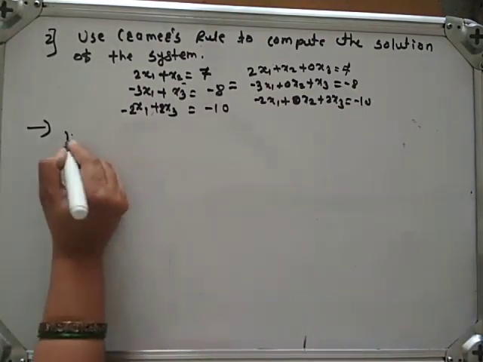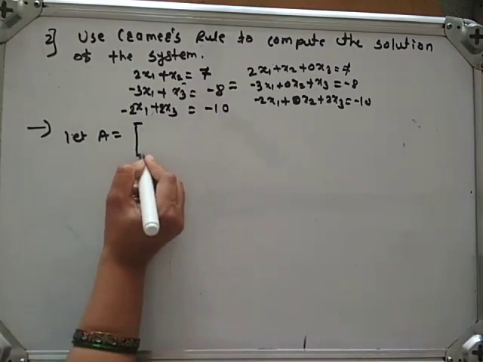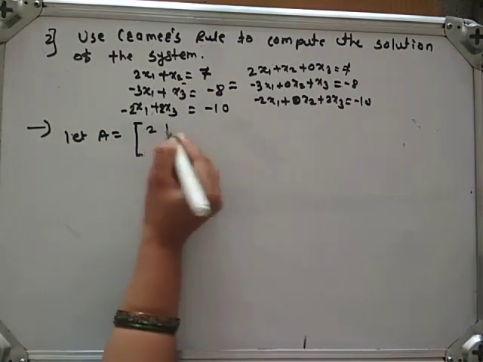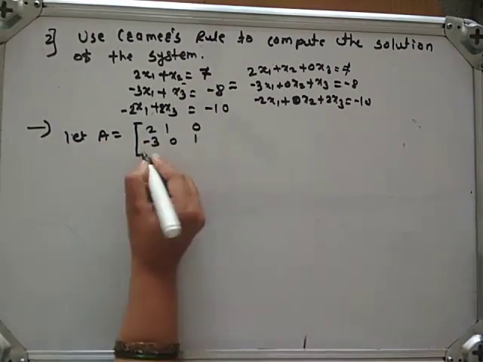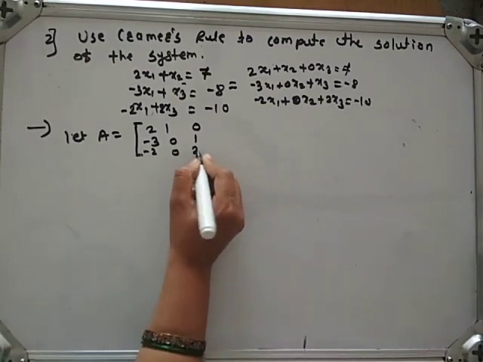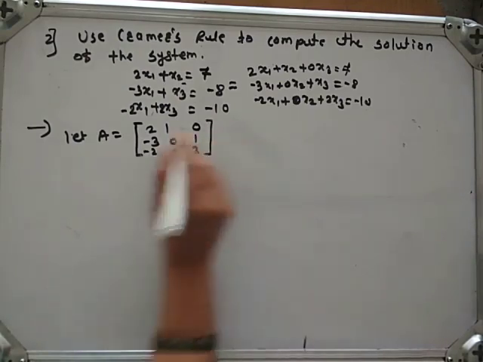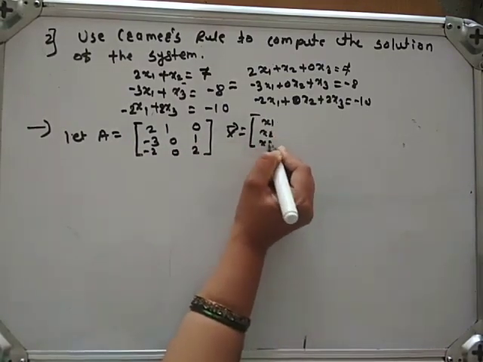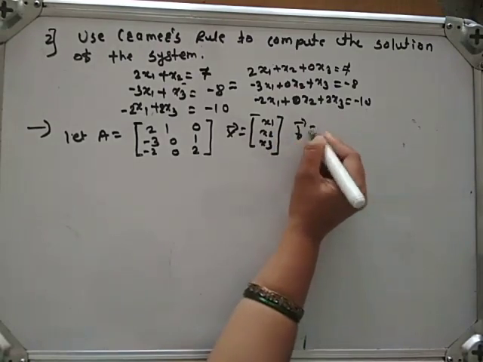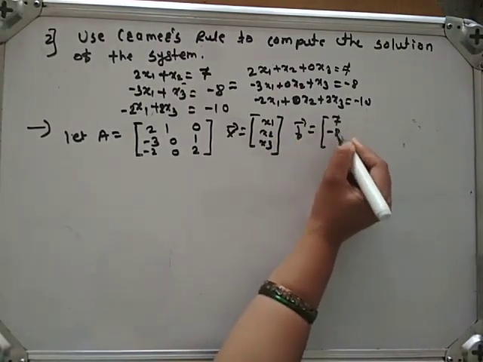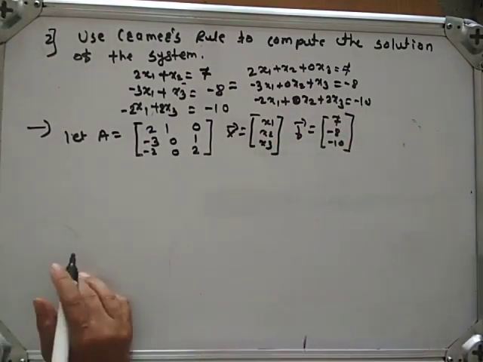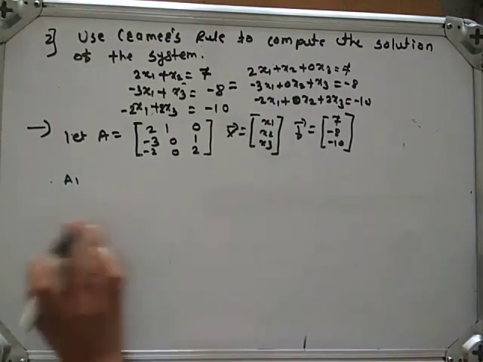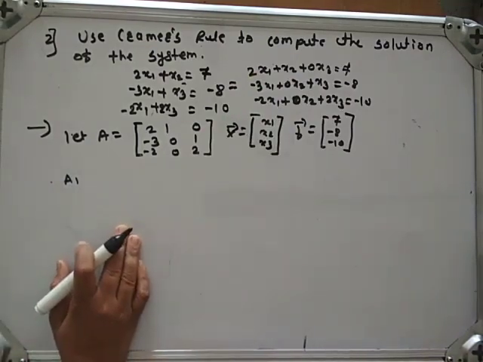First, let A be equal to the matrix 2 1 0, minus 3 0 1, minus 2 0 2. This is the A matrix. X bar is equal to the matrix x1, x2, x3 because there are 3 variables. And B bar is equal to the matrix 7, minus 8, minus 10. Here there are 3 variables, so we have to find A1 into B bar, A2 into B bar and A3 into B bar.